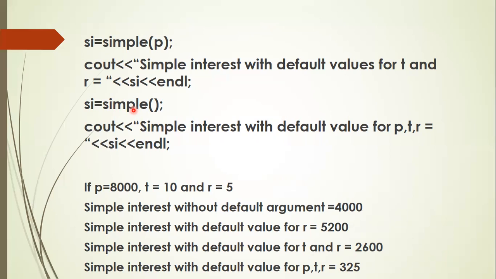The second example of simple interest: if P, T, R, all the 3 parameters are passed, then it will not consider the default value. If you call it with only P and T, then only for R it uses the default value. If you call the function with only P, then for T and R, it makes use of the default value. If you call the function with only simple, then for all the 3 arguments, it utilizes the default values.